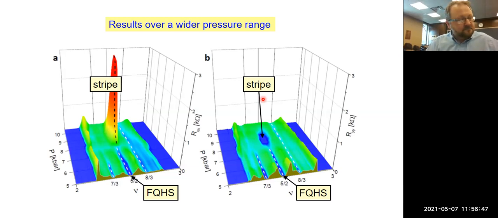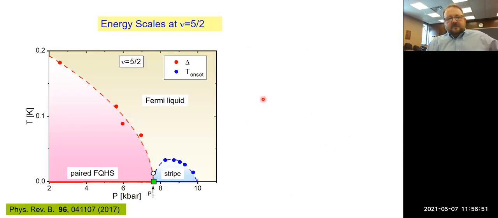And so, let me then take a look at the energy scales that are involved in this problem. Here the red line is the energy gaps for the fractional Coulomb hole state that we measure. And then the blue line, or the dots more specifically, is the melting temperature, if you like, of the stripes. And this plot shows you how they depend on pressure. And so this is basically at temperature equals 0.